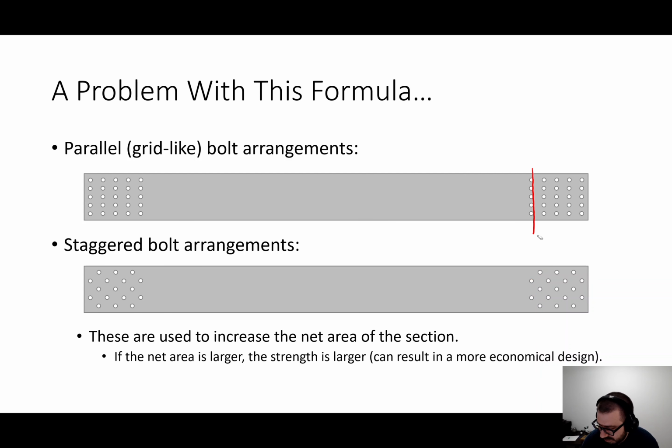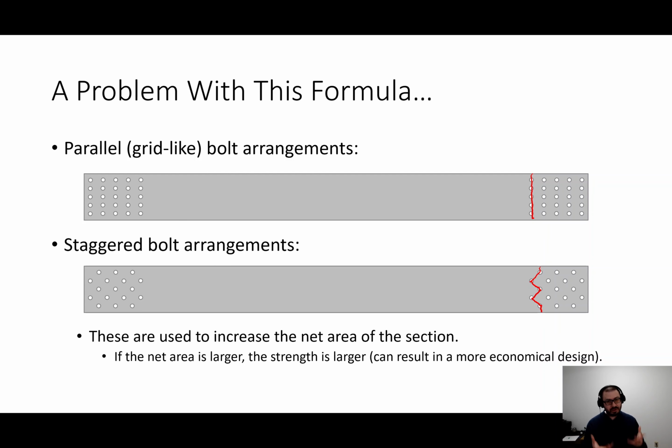Okay, let me redraw these just so that the lines are through the members. So maybe something like that, and then maybe something like that. Imagine just taking a piece of yarn and laying it along these two red lines, the one up top and the one below. It's pretty easy to see that the piece of yarn for the bottom, the staggered arrangement, is longer, okay? So if that failure path is longer, that results in a larger net area.